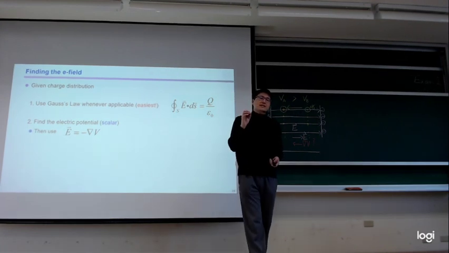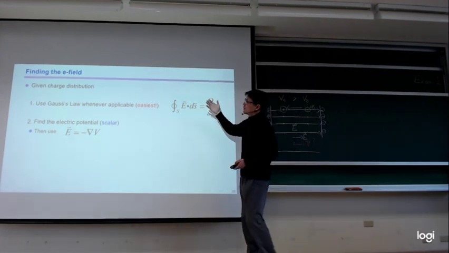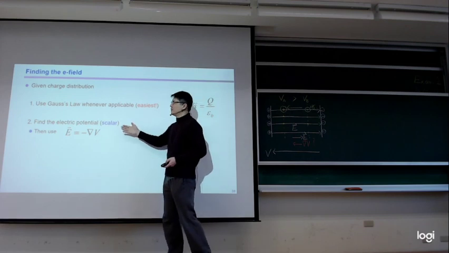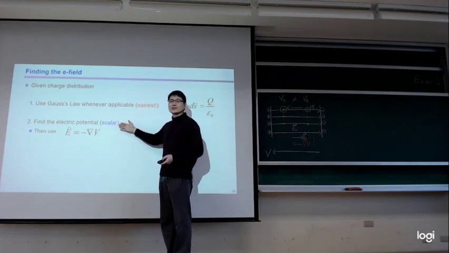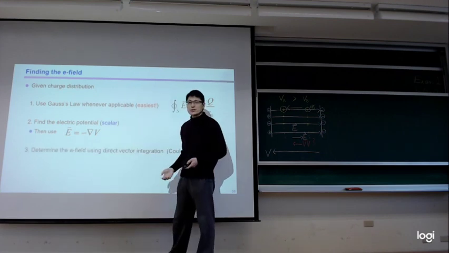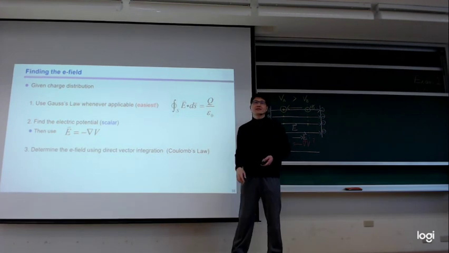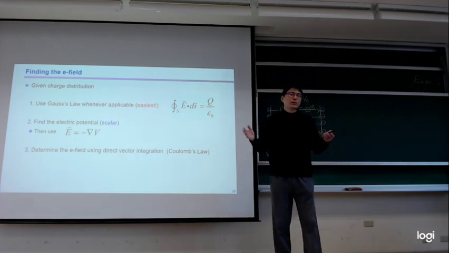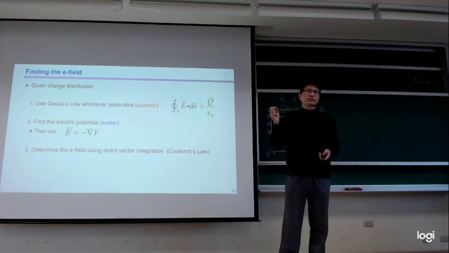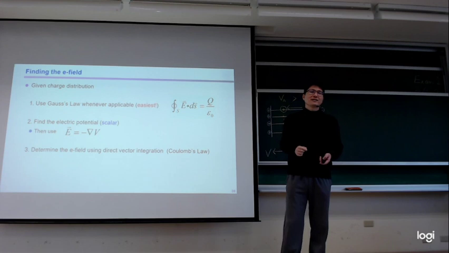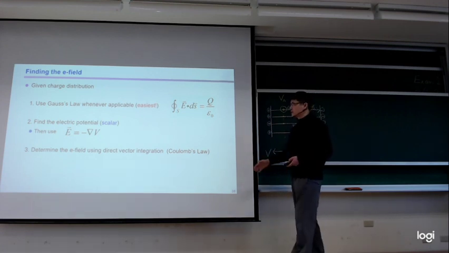So if in some cases you don't know how to invoke Gauss's law and you don't really know how to calculate the scalar electric potential, then just use Coulomb's law. Okay? That's your final strategy, your only way. Just do it starting from raw, step by step. Okay? Use Coulomb's law.